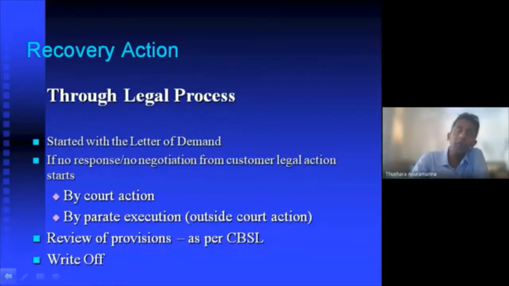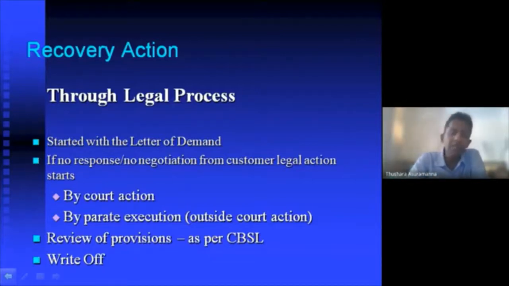If you do a parate, in order to do a parate, the property should be owned by the borrower himself. The loan amount should be more than 5 million. The facility should be classified as NPL. If the facility is NPL, the loan outstanding is more than 5 million, and the property is owned by the borrower himself, we can take actions under the parate principle, which is the easiest method for the bank to recover dues through legal action or auctioning.